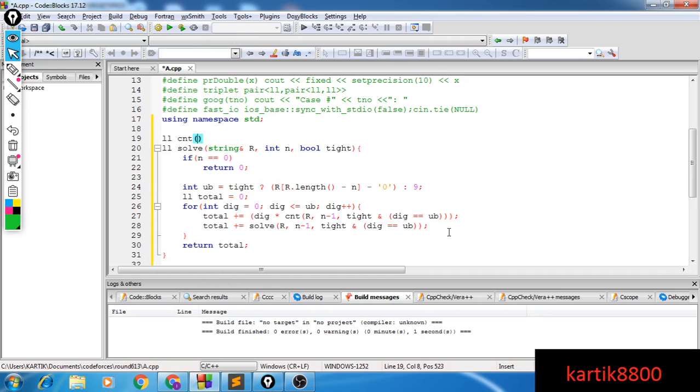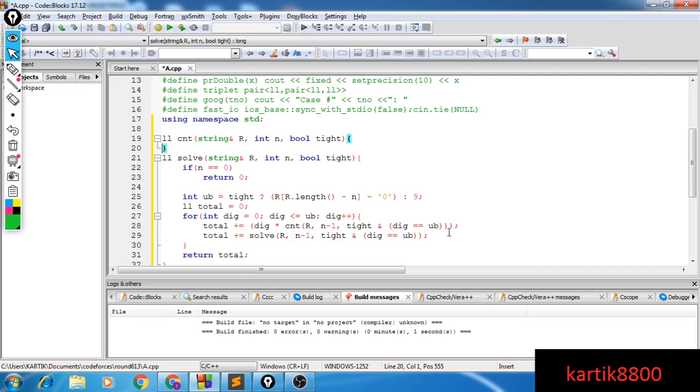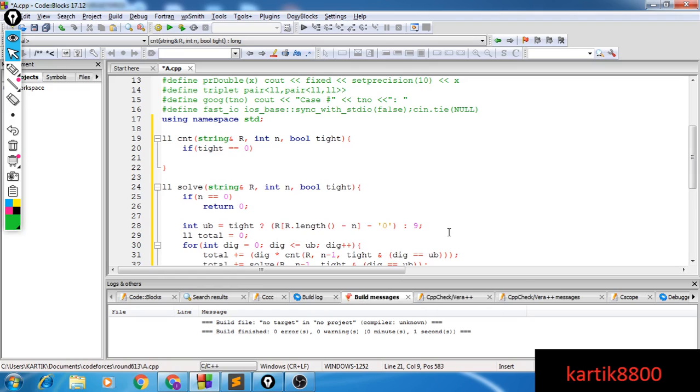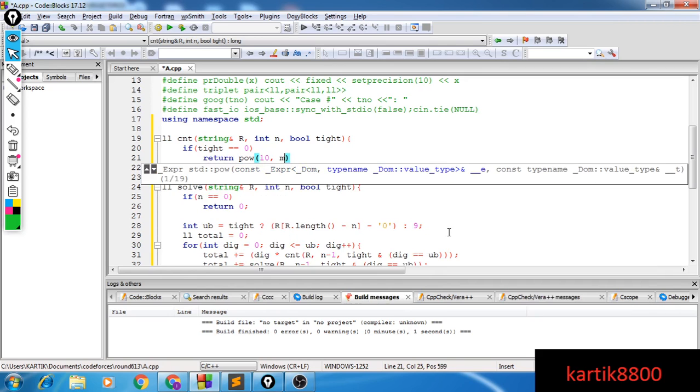So let's say LL cnt, pass in the string n and tight. Let's talk about the base cases here. So as discussed, what if tight is 0? That means you don't have to pay any regard to r, you just want to find out the count of n digit numbers. In that case, it's simply 10 power n. So return power 10, n.